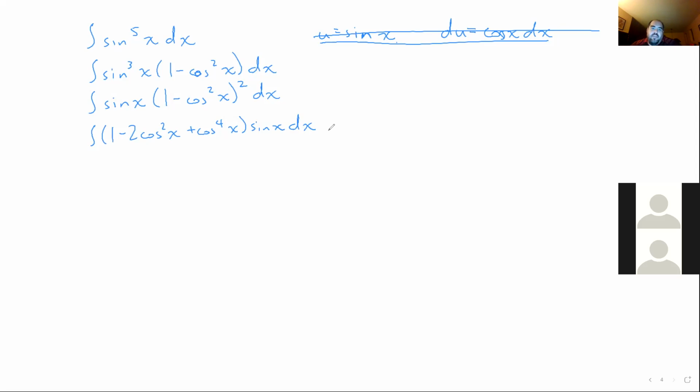Oh, would you do cosine? Yeah, that U should work. If U equals cosine X, what does du equal? Negative sine x dx. So if we do that, then this becomes 1 minus 2u squared plus u to the fourth times negative du. So is this an integral we can handle?